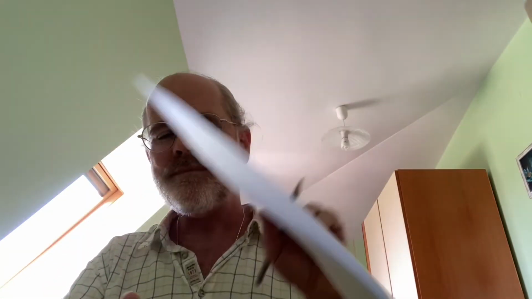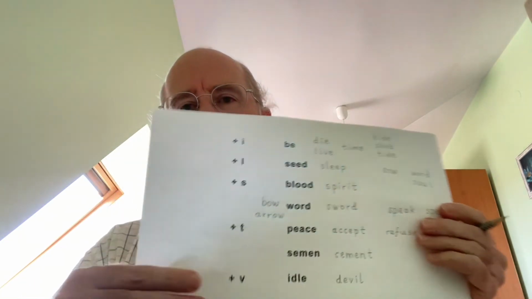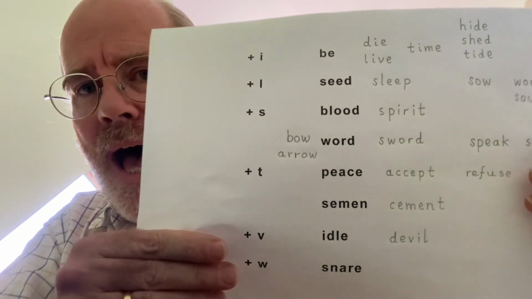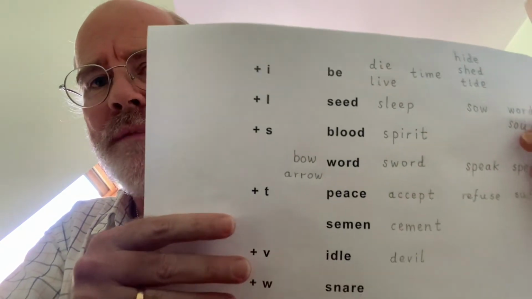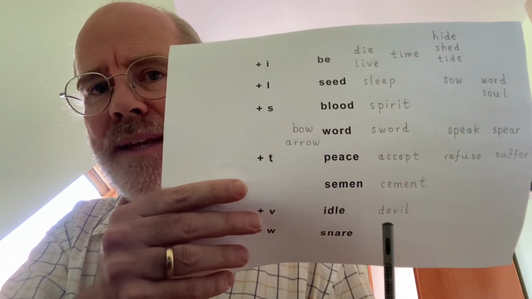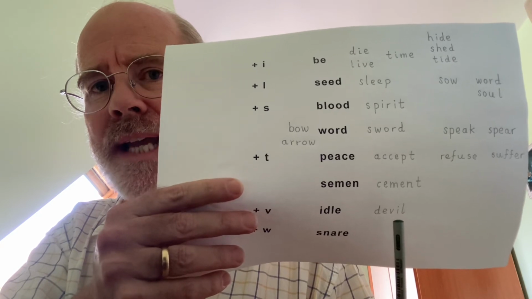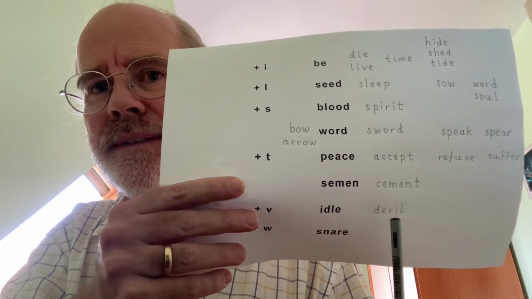Idle. If we add the letter V to idle, we get a word that we've seen rather a lot of, devil. Do you see how devil contains idle with the addition of the letter V? Idle. Okay?